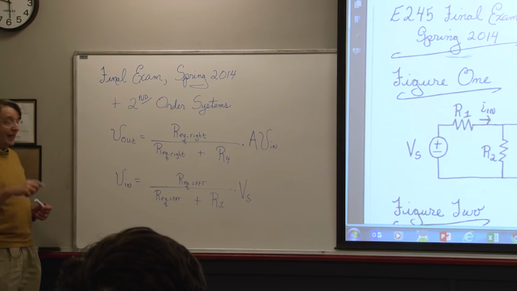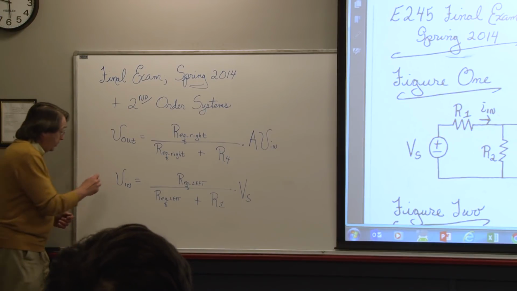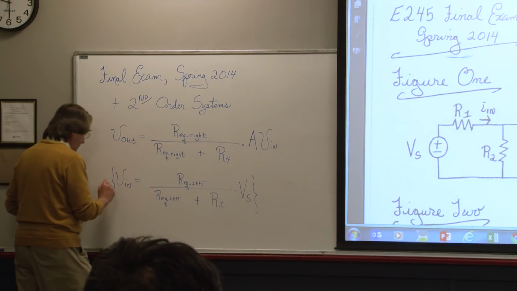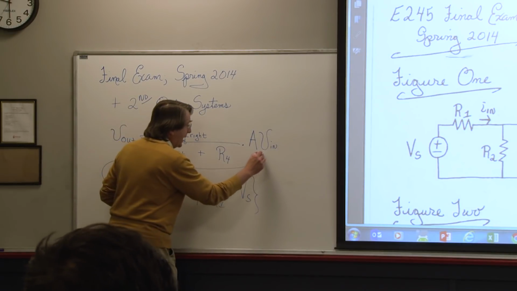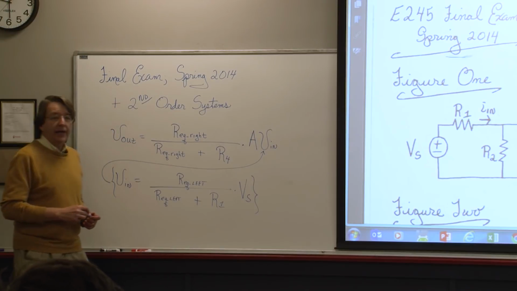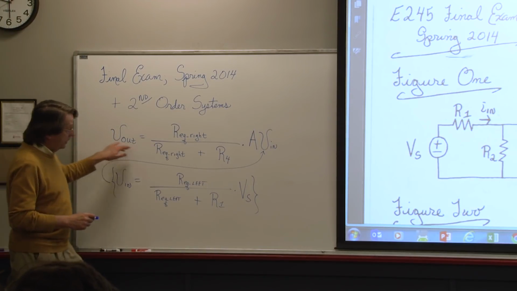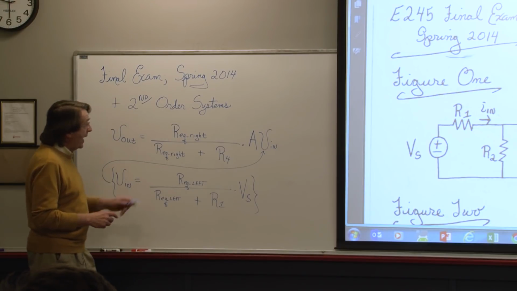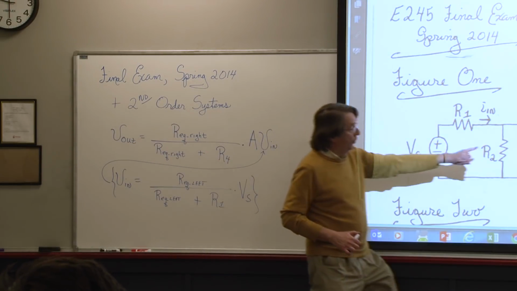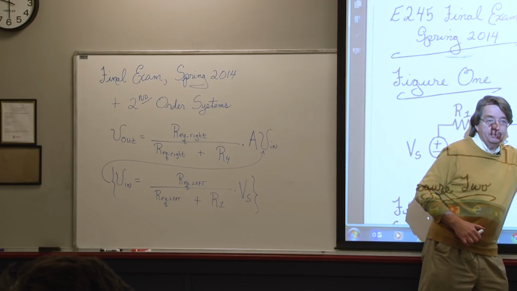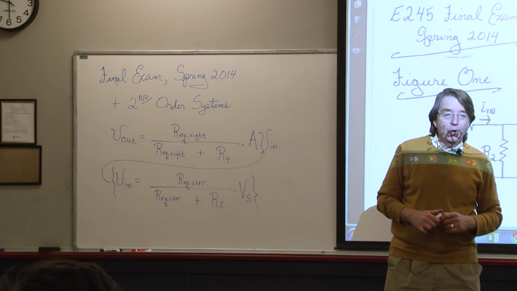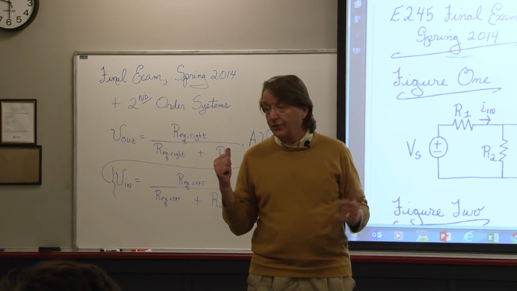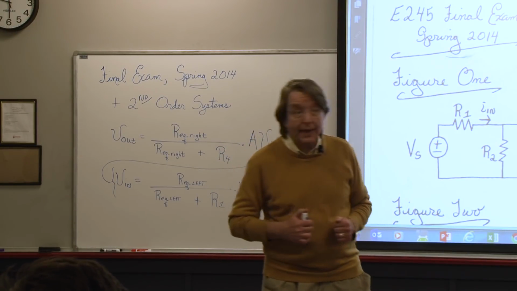Now, as you'll see when I get to the solutions, I take this expression right here for V in, and I plug that in here. And then I get V out in terms of Vs, which is what we're looking for. A is the voltage source here, A times V in. So that's going to be the approach. All the math is worked out in the solutions, which we'll now look at.